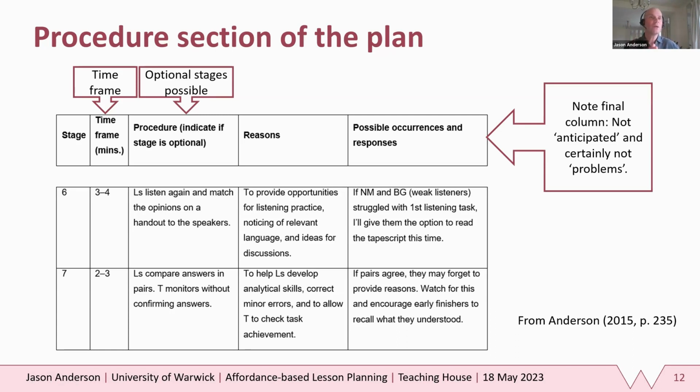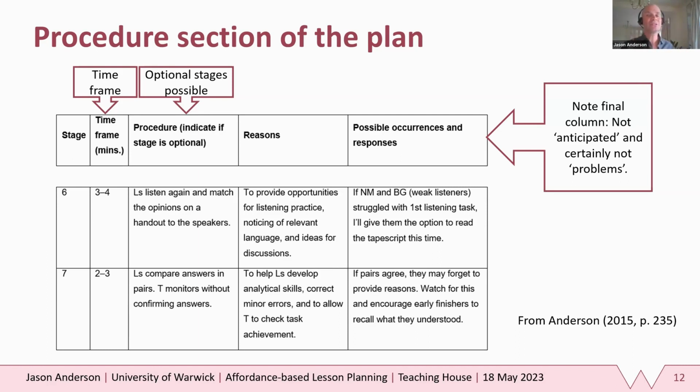And instead of talking about what are sometimes called anticipated problems, we need to actually recognize that these are affordances. I didn't use affordances here because, as a new term, it's not familiar to everyone, but I've called them possible occurrences and responses, so that we as teachers are able to recognize that these can be both positive and negative, and we need to recognize that they can also be differentiated between the learners.